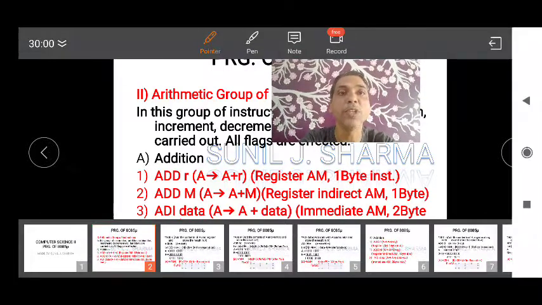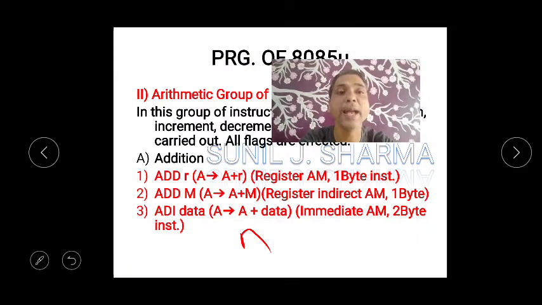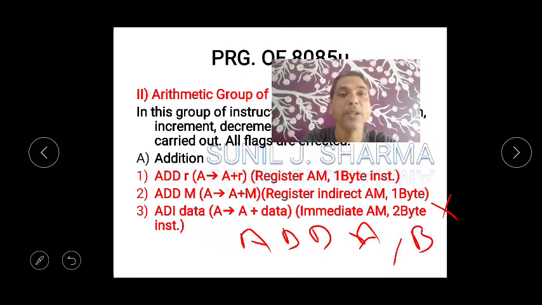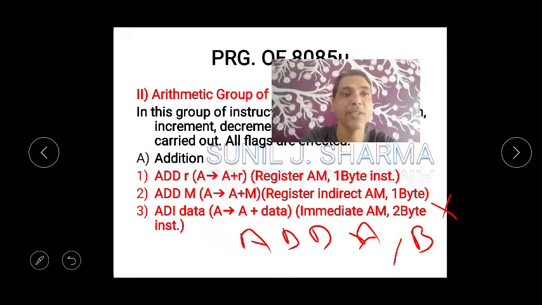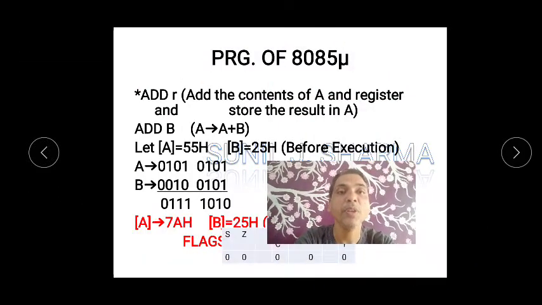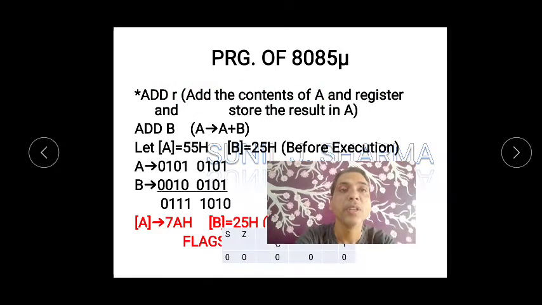In your exams, please don't write like this, ADD suppose A comma B. This is wrong because it is understood that A is already there, and you have to just mention the operand, the second register. So this is wrong. Now let's take one example. ADD R: add the contents of the accumulator and the register and store the result in the accumulator.